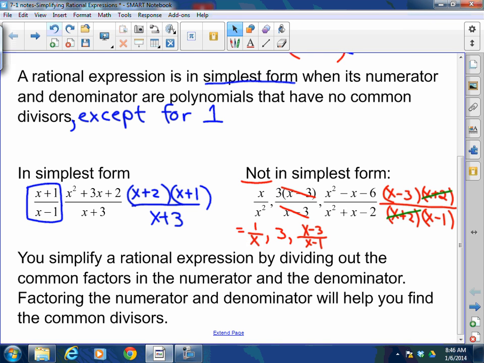So hopefully you guys see the difference between a simplified rational expression and one that is still yet to be simplified. Whenever you're given trinomials or 4-term polynomials, factor it out first. Factor out the denominator and then see if you can cancel things out.